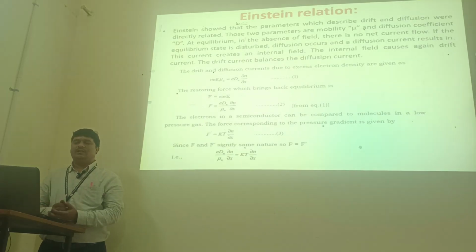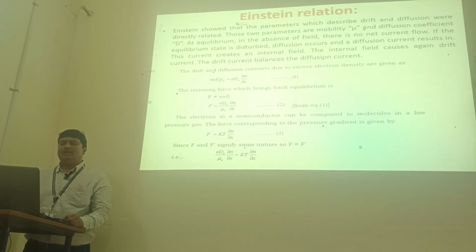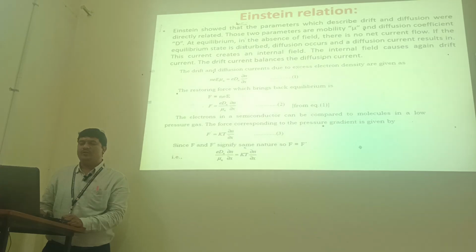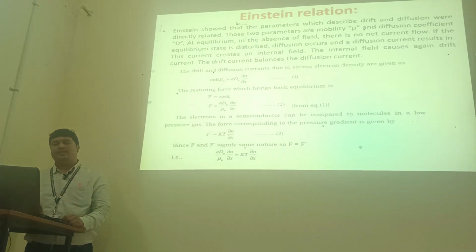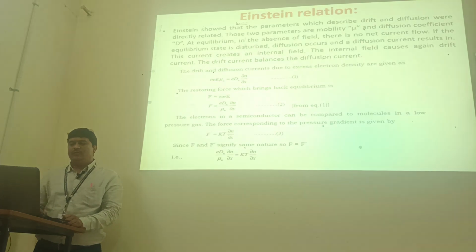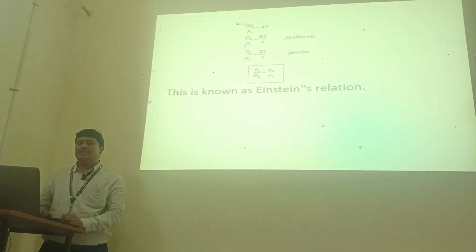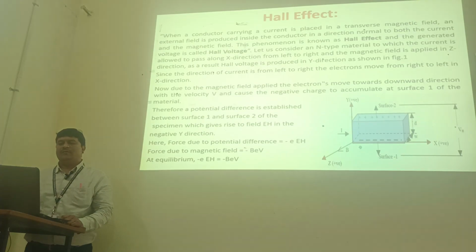Next, the Einstein relation. Einstein showed that mobility and diffusion are directly related. Those two parameters are the mobility and the diffusion coefficient. The relation between the mobility and diffusion coefficient is known as the Einstein relation. According to that, Dn by Dp equals mu n by mu p. This relation is called the Einstein relation after solving.